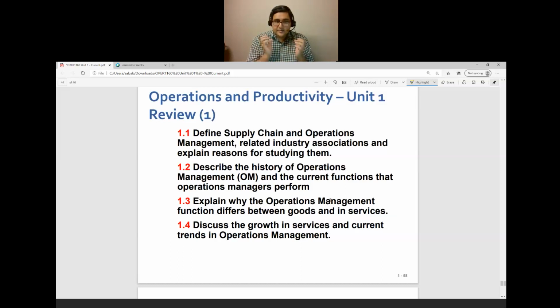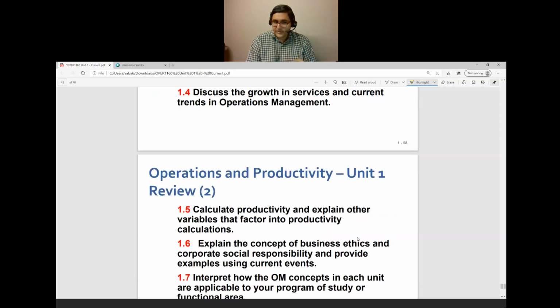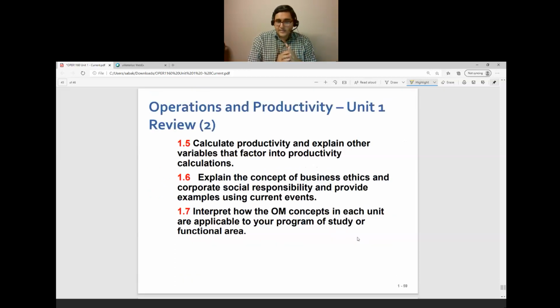So that's the last bit of it. And just a quick review. We started with the definition of supply chain and operations management. We went through the different associations, and I gave the 4 different reasons for studying them. We discussed a little bit on the history. It started with the cost focus, then moved to the quality focus, and currently it is on the customization path. And we discussed the difference between a goods industry and a service industry.